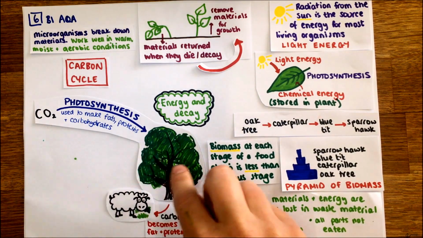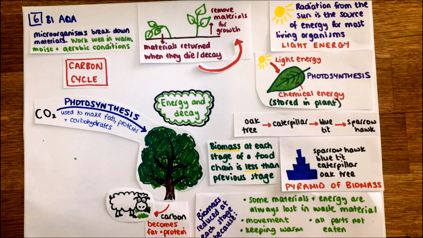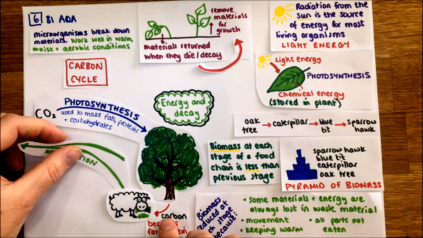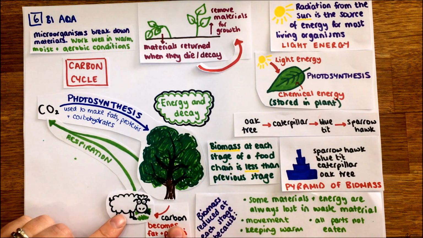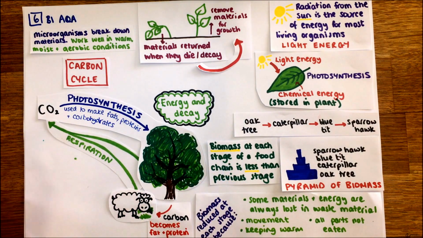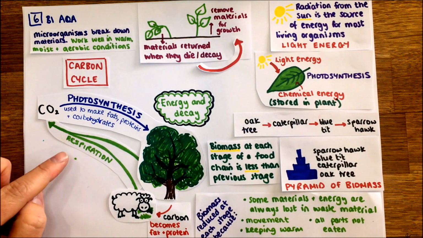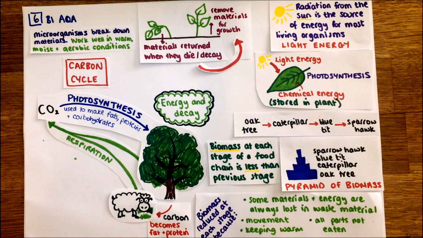But both of those, the green plant and the animal, will release some of that carbon dioxide back into the atmosphere by a process called respiration. Remember that plants don't just photosynthesize, they also respire, particularly the roots where there is no chlorophyll for photosynthesis. They will use respiration to generate energy. So both of those will release carbon dioxide back through respiration.